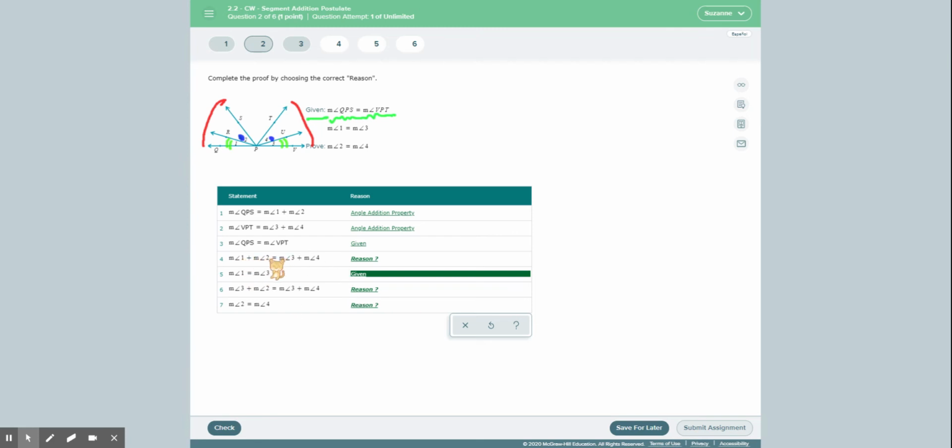Now this one here is where it gets a little bit complicated. Angle 1 and angle 2 are the same thing as angle QPS. Angle 3 plus angle 4 is the same thing as angle VPT. So what we're doing is we're just replacing it with something that's the same. So that's called substitution. So all we did was just trade out those values.